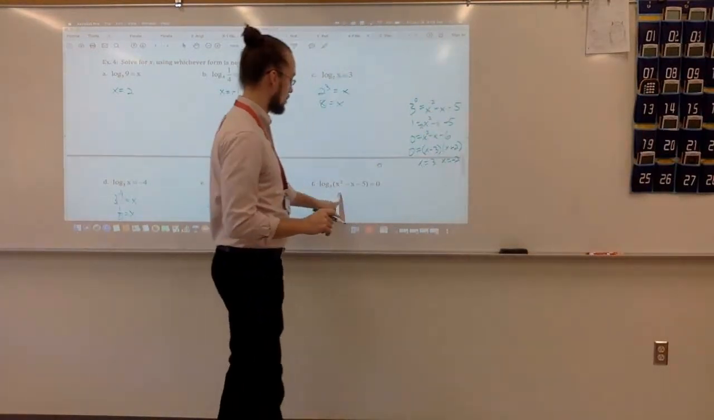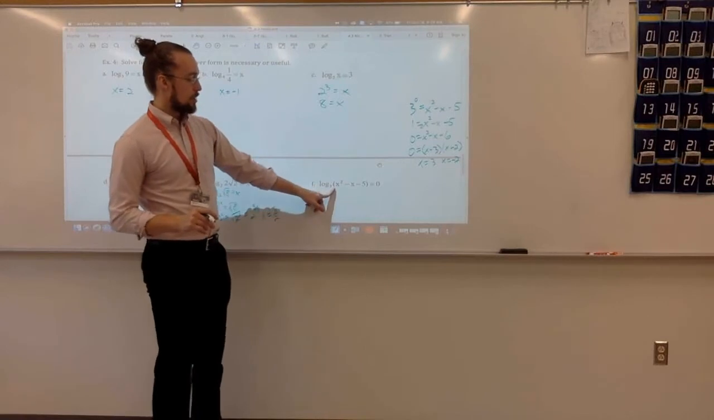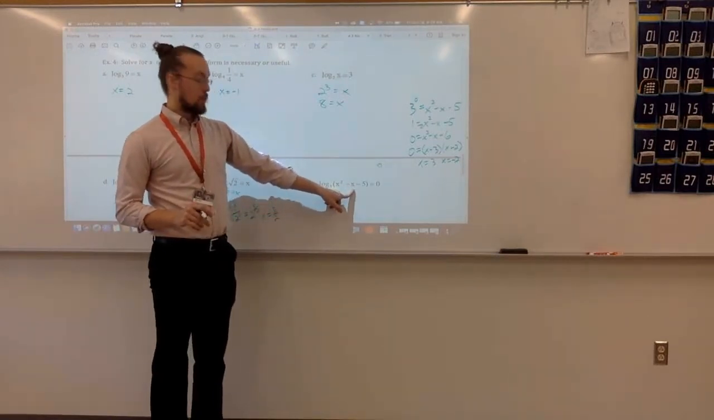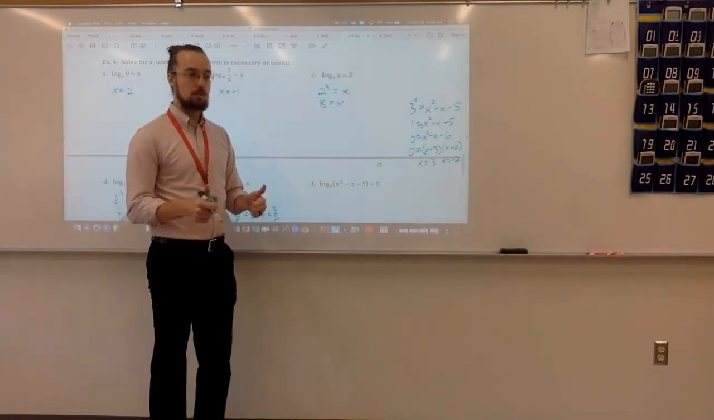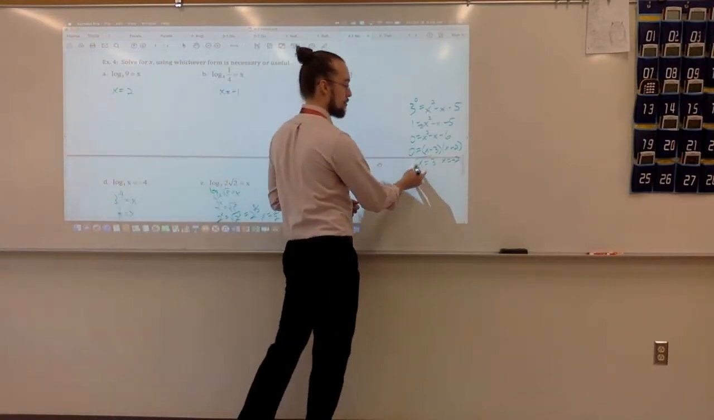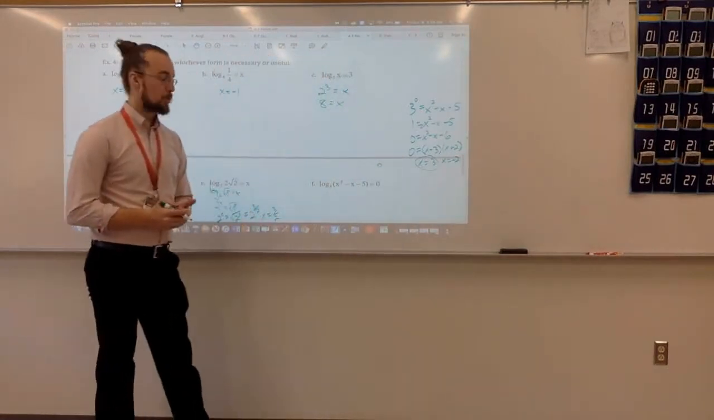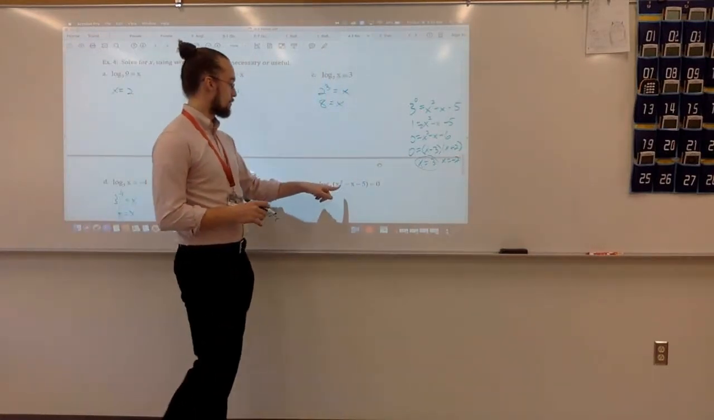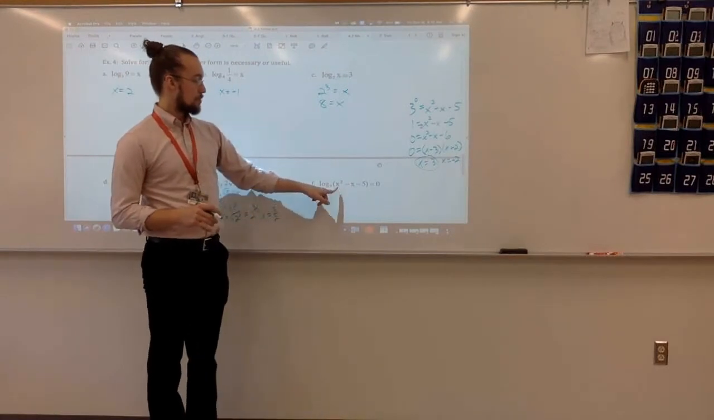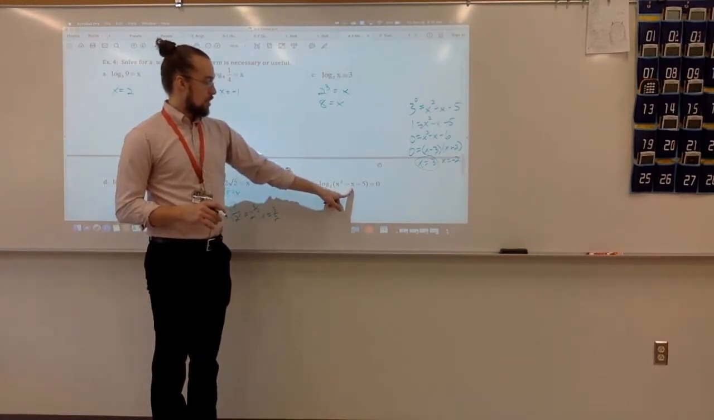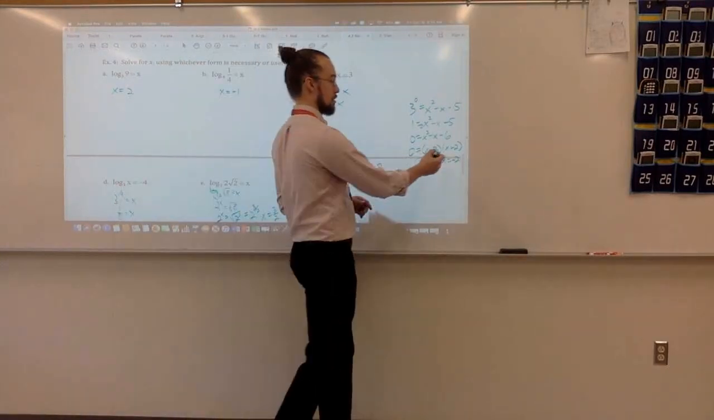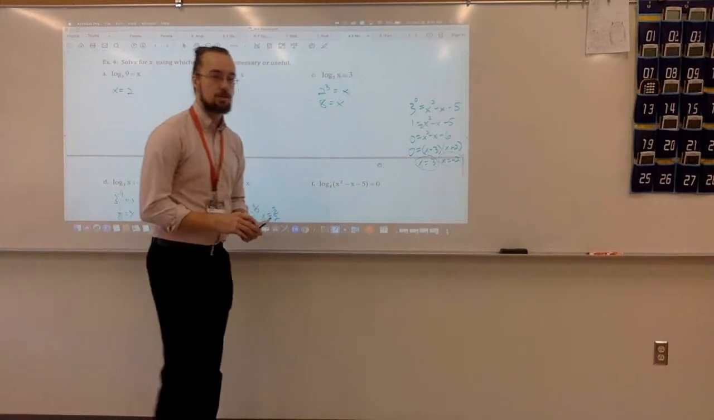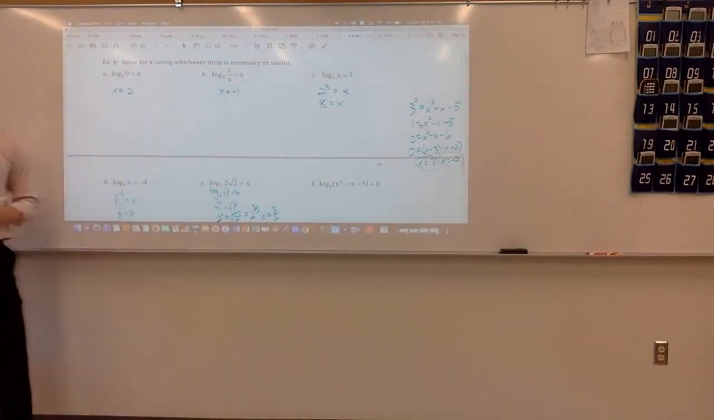If I plug 3 in, I get 9 minus 3, which is 6, and 6 minus 5 is 1. We're good. As long as we get a positive value, that's an acceptable answer. If I plug in -2, I get +4, plus 2 is 6, minus 5 is 1. So both of those are acceptable answers. So we stop there.